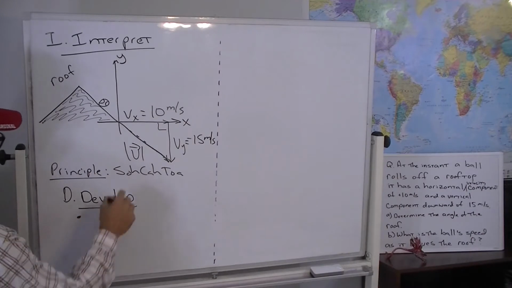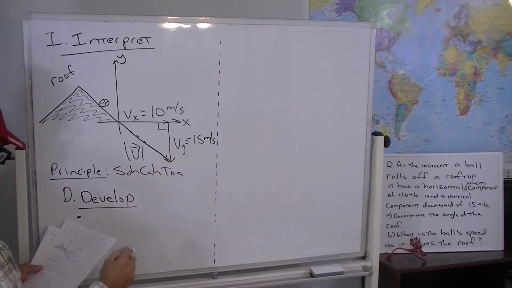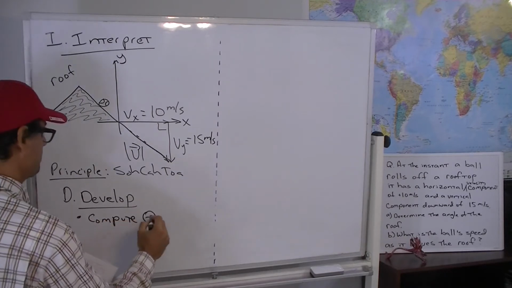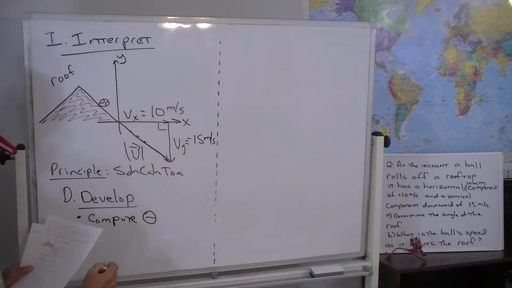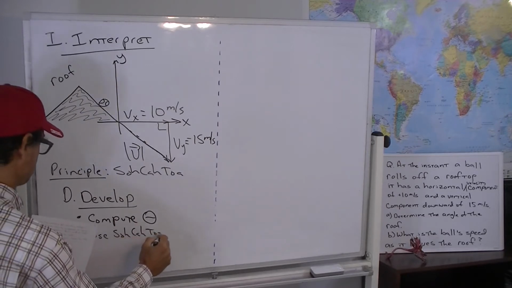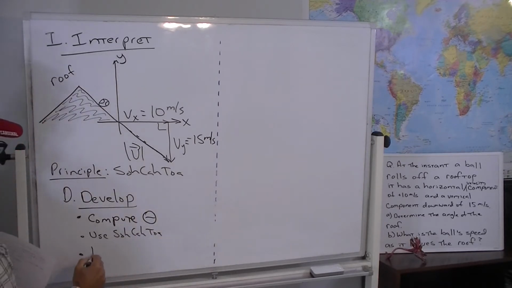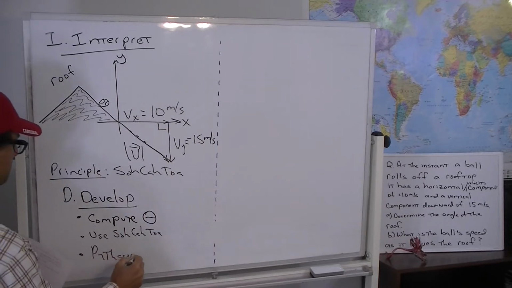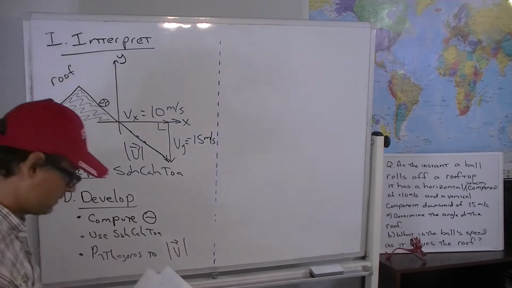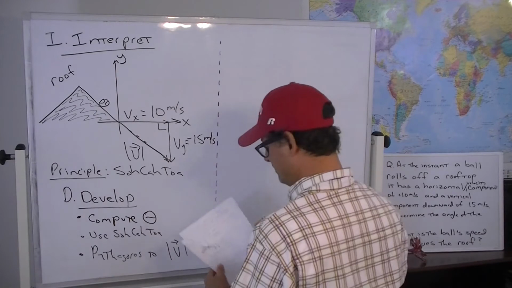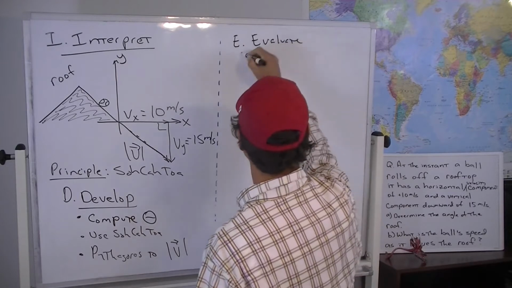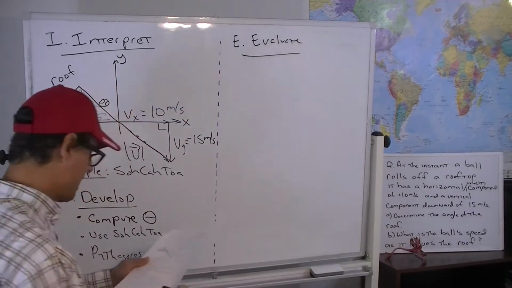That's our bullet point plan, and in each step of the development we're going to use SOHCAHTOA. We're going to compute theta from SOHCAHTOA. And then we're going to use Pythagoras to compute the magnitude of the velocity vector. And you remember the Pythagorean theorem, of course. E is to evaluate. So we're going to carry out our steps.